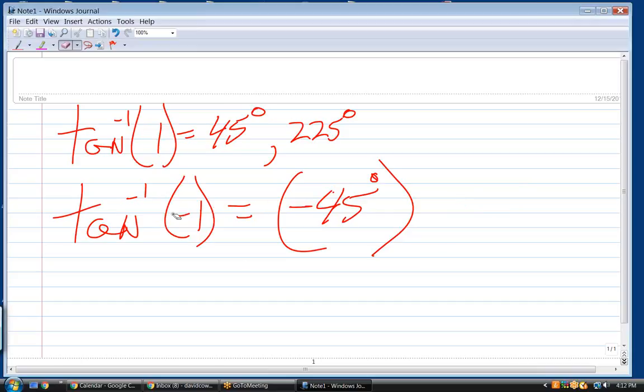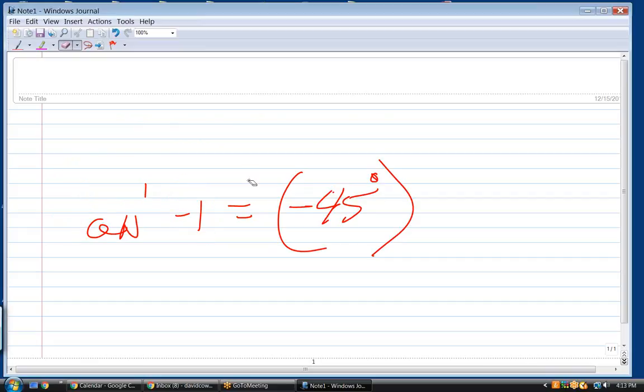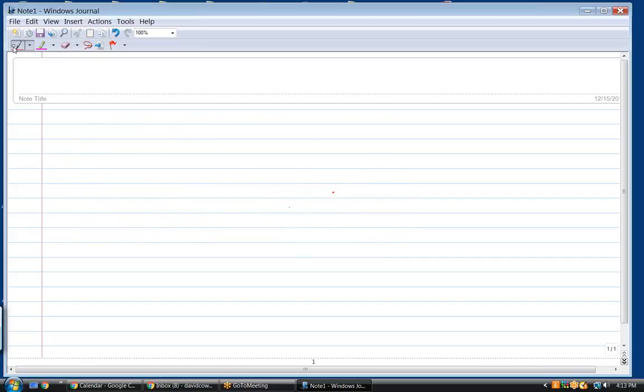In other words, there is something special about first and fourth quadrant for sine and tangent. And there's something special about first and second quadrant for cosine. Those are the principal quadrants for each of those. All right, what else?